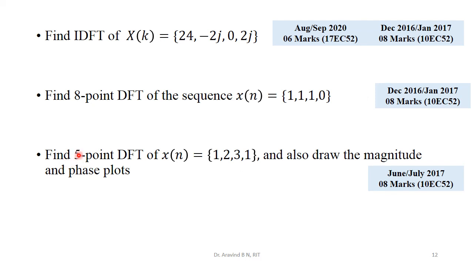The next one is a similar case but the number of points is different. Find the 5-point DFT of x of n is equal to 1, 2, 3, 1, and also draw the magnitude and phase plots. Here 4 points are given but we are asked to calculate for 5 points. Again you need to insert a 0 at the end, so the sequence becomes 1, 2, 3, 1, 0, total 5 points. Then we calculate the 5-point DFT. This was asked in 2017 for 8 marks.